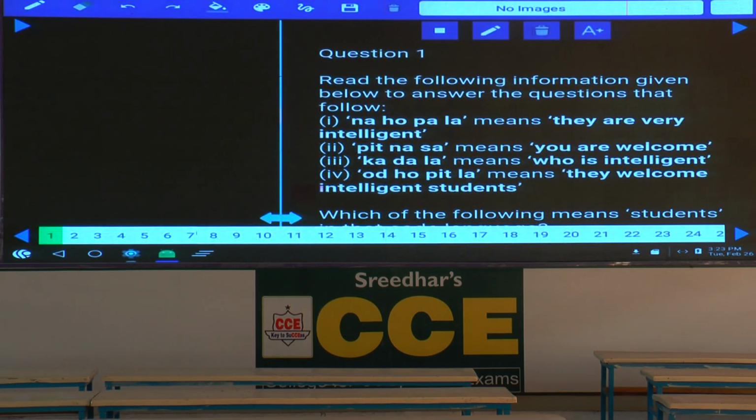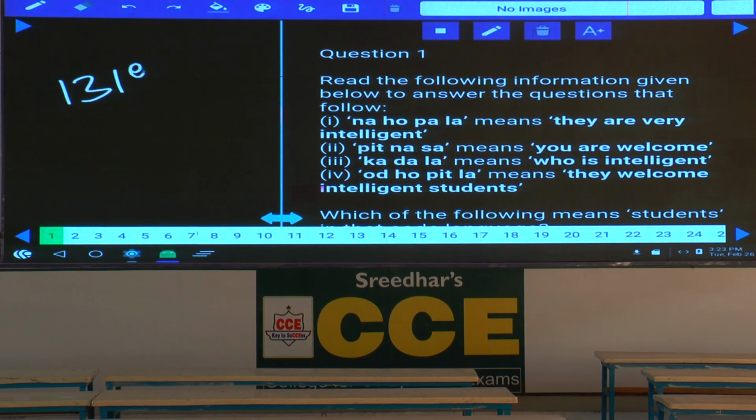Paper number 1319. Now in this paper number 1319, question numbers 1, 2, 3. These three are based on coding and decoding.